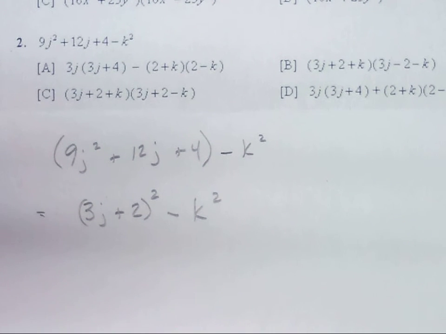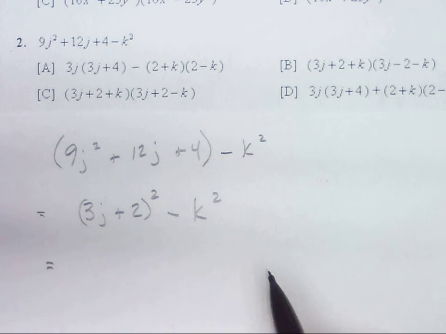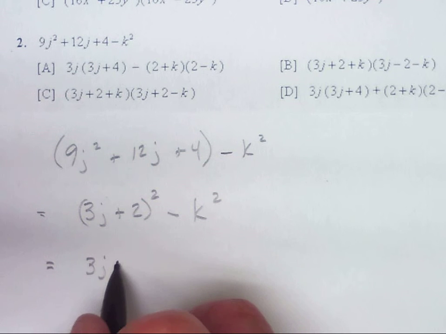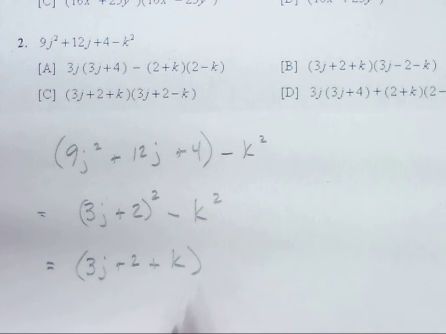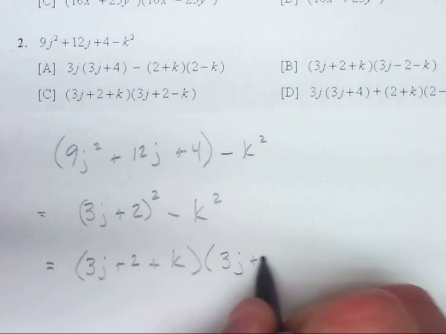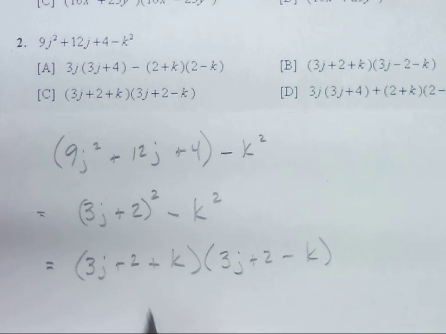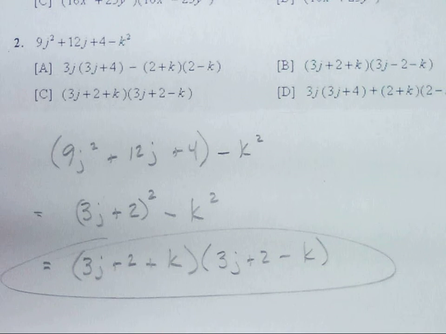Now, this expression is still the difference of squares, which means we can factor it like we did number 1. So I can take the square root of the first term, which is 3j plus 2, plus the square root of the second term, which is k, times the square root of the first term, which is 3j plus 2, minus the square root of the second term, which is k. So this is the prime factorization for number 2. And that matches letter C.